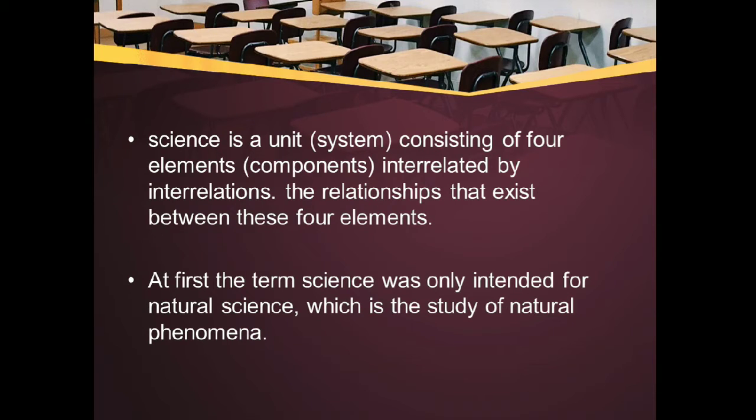Science is a unit consisting of four elements that are interrelated, by the relationship that exists between these four elements. At first, the term science was only intended for natural science, which is the study of natural phenomena.